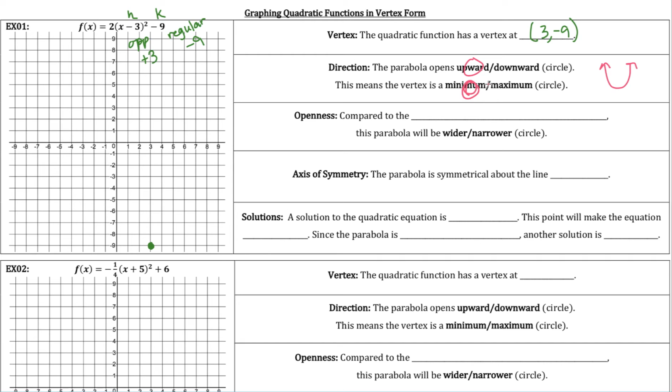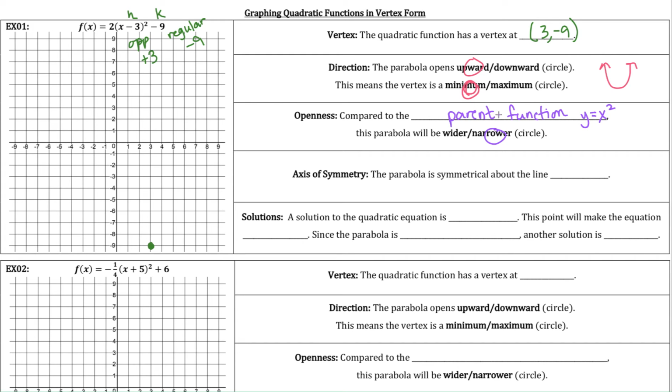Now, compared to the parent function, let's use purple, to the parent function, which is y equals x squared, the parabola is going to be, okay, so this number right here is bigger than 1. Ignore the negative. Bigger than 1 means it's narrower. If you need to, you can look at the other page.